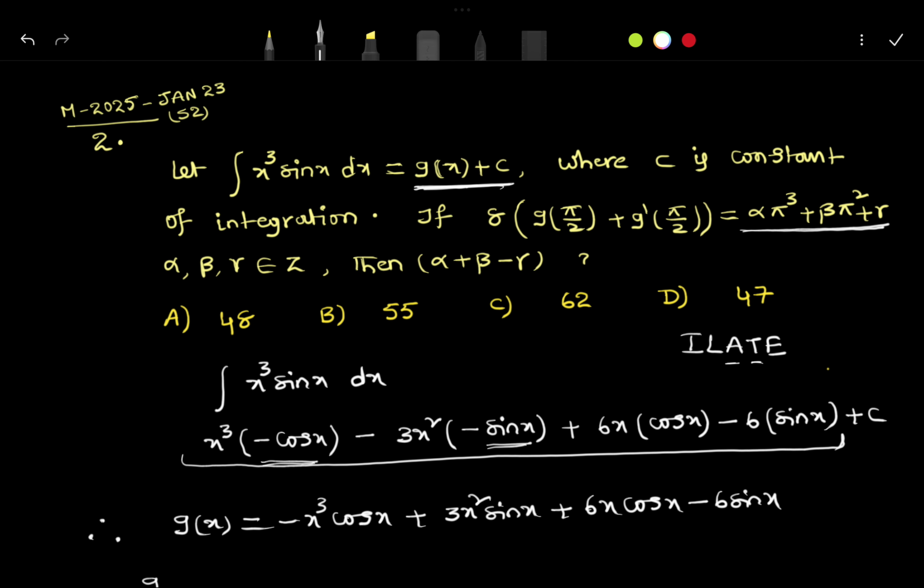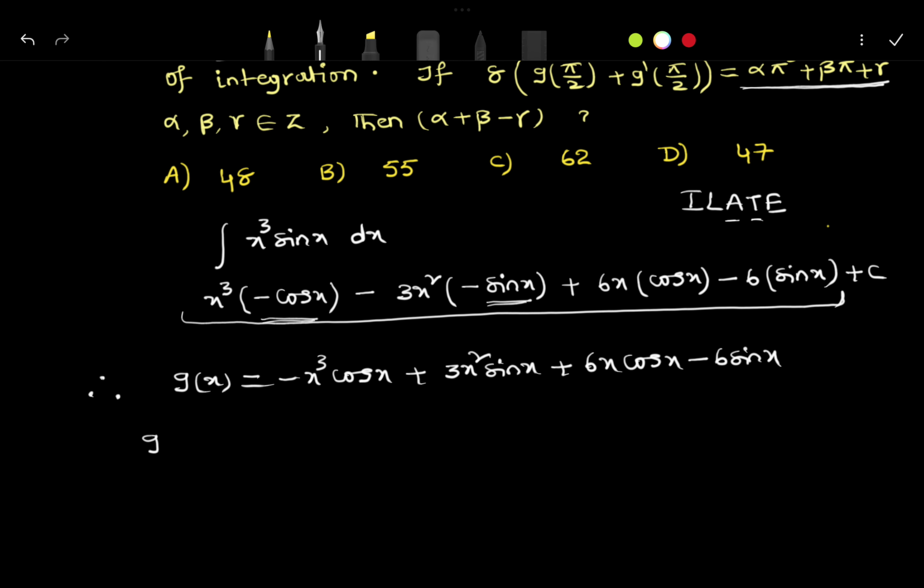See, here is the g dash of x value, very simple. Now the given function, you have to differentiate on both sides. So now directly you can find that g dash of x is equal to x cube into sin x. So here we got g of x and g dash of x. Now substitute x equal to pi by 2 in both of them.